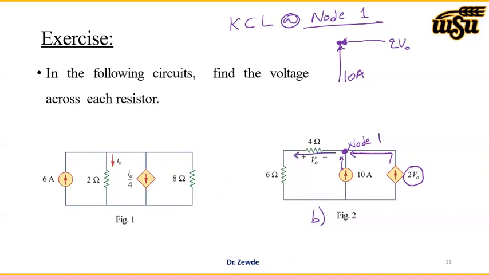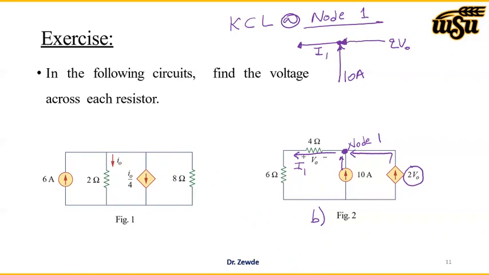It's not given, so let me assume that it is I1, and I1 is leaving this node. So this point is node 1. We have 3 branch currents: the 10 amps and the 2 V0 enter, and I1 is leaving.